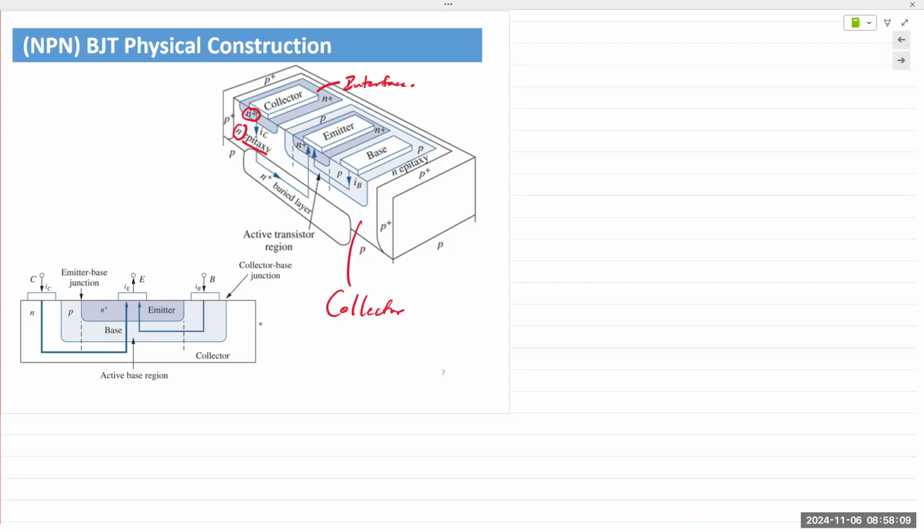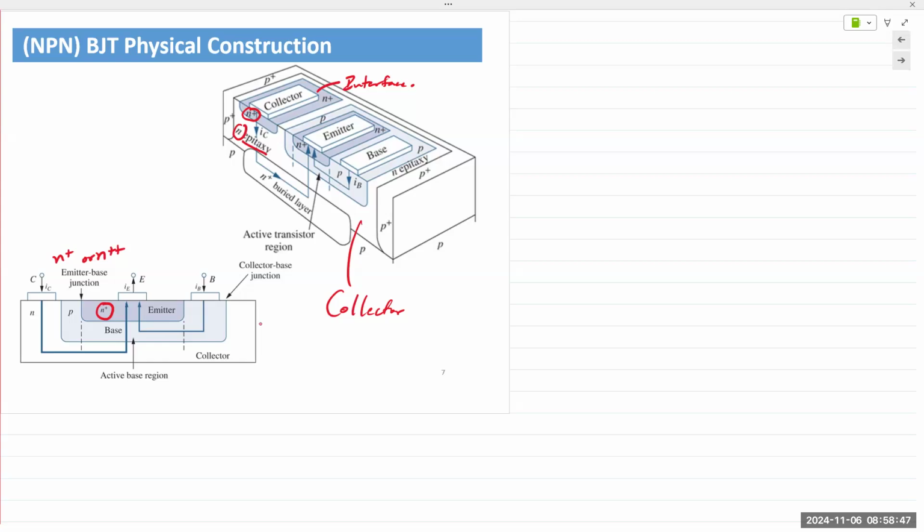Some authors like to use N plus to indicate emitter. Some authors like to use N plus plus. So it's N plus or N plus plus. Simply the plus indicates the levels of doping. Okay. If you have an N-type collector and an N plus emitter, it just means the emitter is highly doped compared to the collector. Sometimes some authors like to say collector is N plus compared to the base, meaning it's a higher level of doping, and the emitter is N plus plus to indicate an even higher level of doping. That's all it means. Okay.